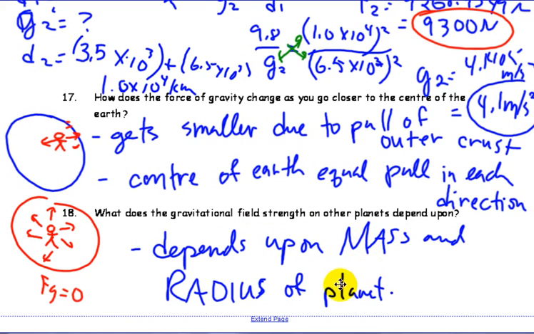What does the gravitational field strength on other planets depend upon? It depends upon the mass and also how big that planet is. What is the radius of it?